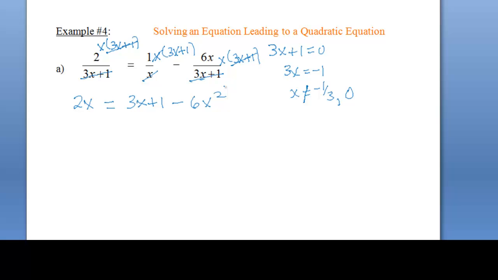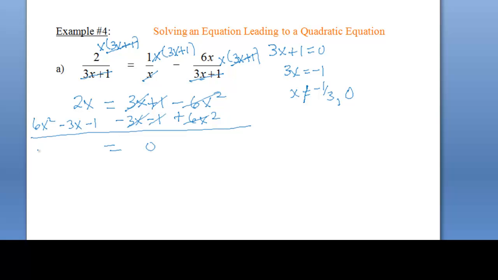In order to solve a quadratic equation, we have to set the equation equal to 0. So what I'm going to do is move everything on to the left-hand side of my equation. So I'm going to move the 6x squared over, the 3x and the negative 1. So on the right hand side, I'd be left with 0. And on the left hand side, I'll have 6x squared minus 1x minus 1.